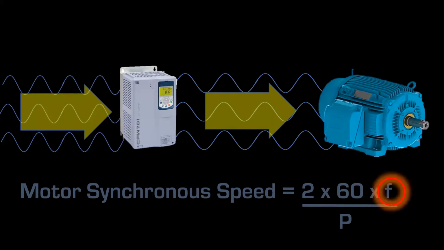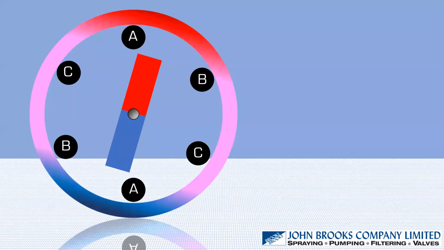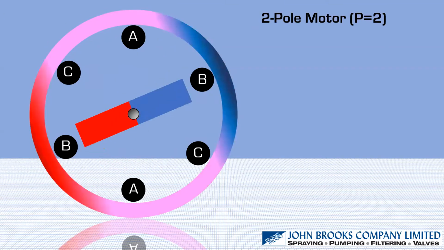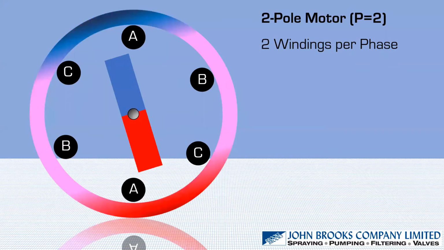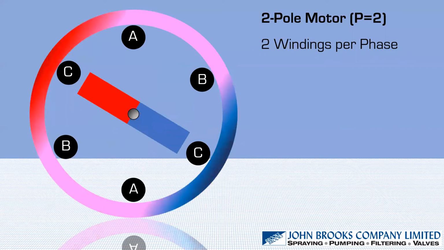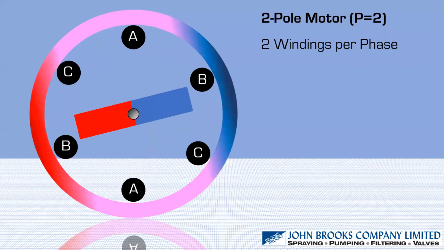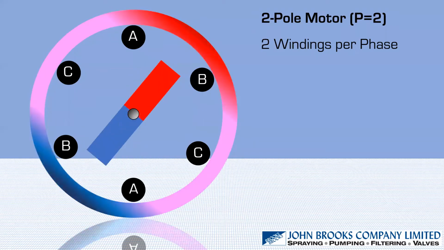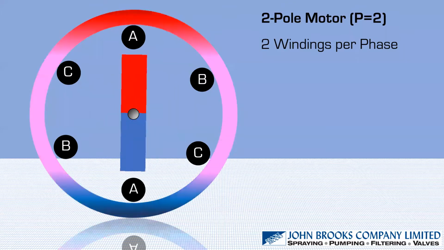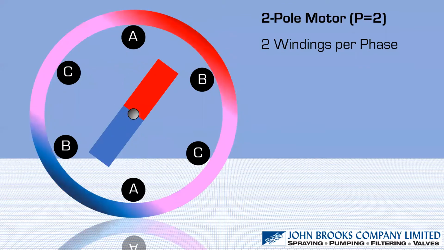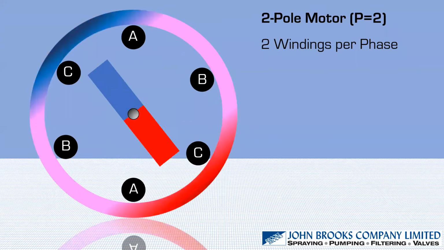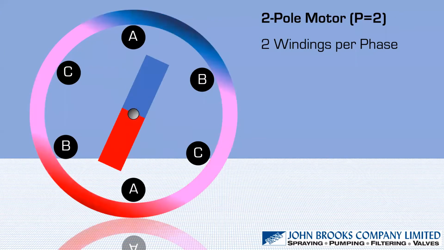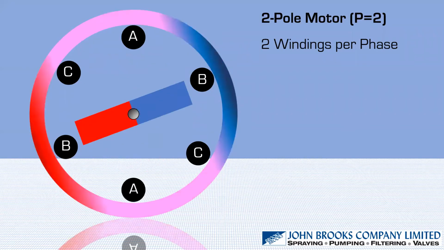Let's look at that. So here we have a 2-pole motor. This is what we've been speaking about. And the reason why we call it a two-pole motor is because there are 2 windings per phase. So here we've got 3 phases. We've got the A phase, the B phase, and the C phase. And remember when we looked at each one of those circuits, there were 2 magnets or 2 windings per each of those circuits. So this is a 2-pole motor. There are 2 windings per phase.